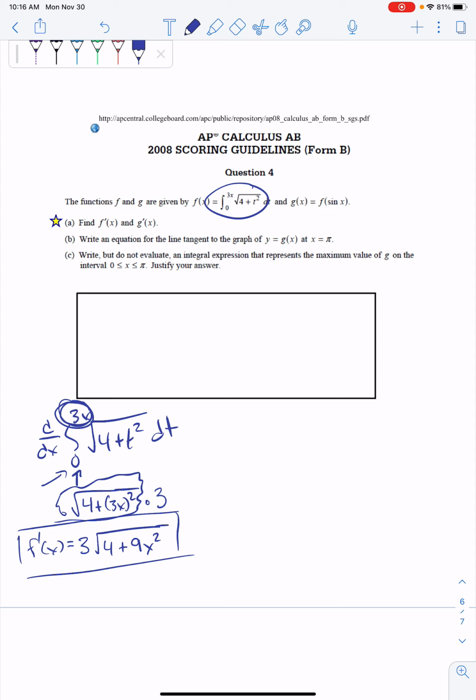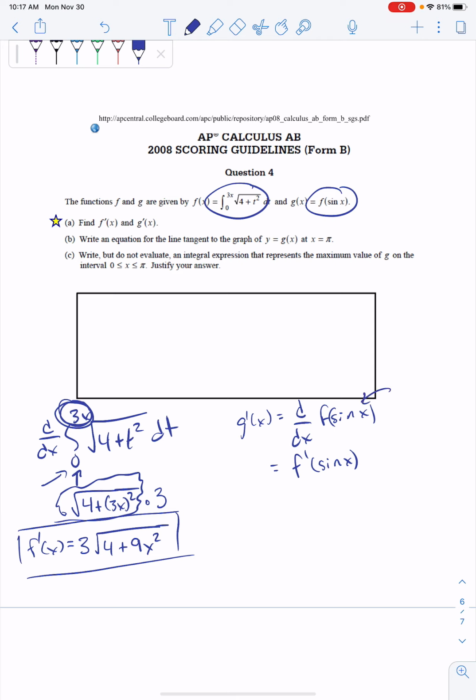So part 2 wants me to find g prime of x. So g prime of x equals the derivative of g, which is f of sine of x, right? G prime is the derivative of f of sine of x. Well, the derivative of f of sine of x, the derivative of f is f prime of sine of x.